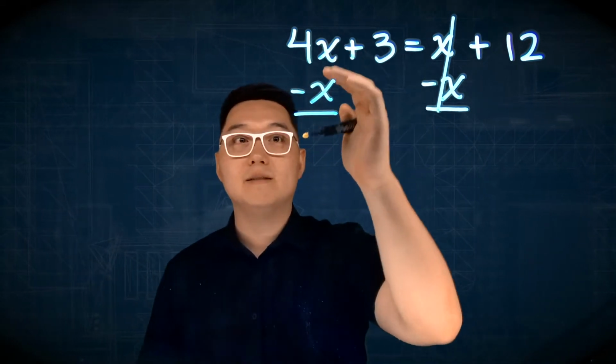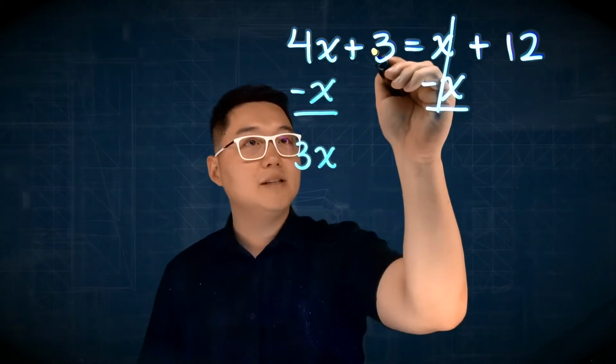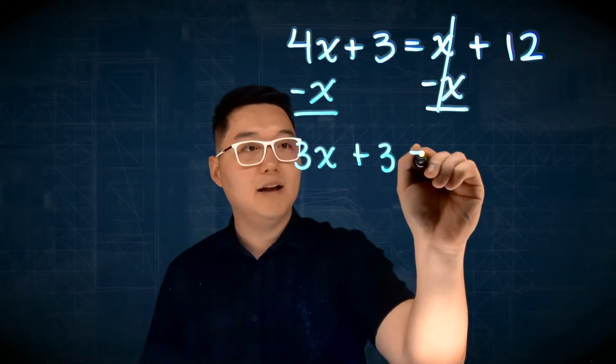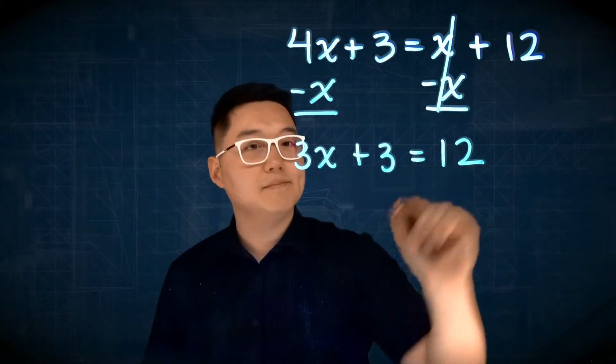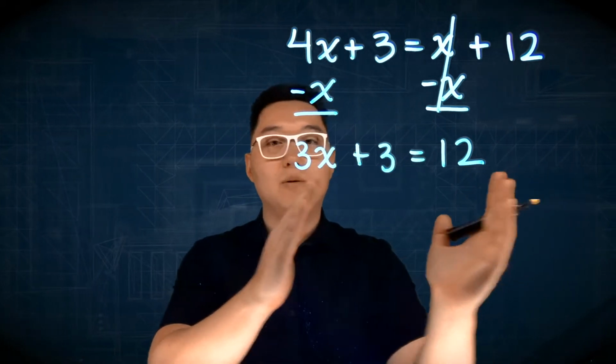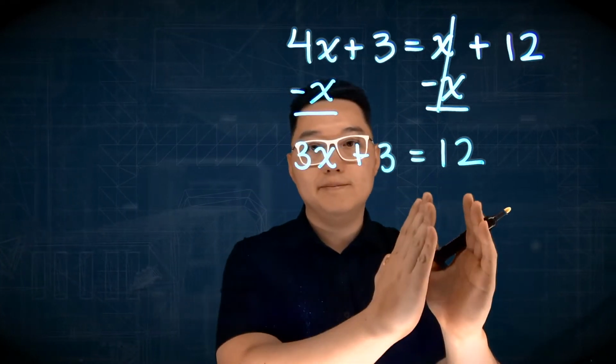Now 4x minus 1x just gives us 3x. And I'm just going to copy everything else that I have. Don't forget the equal sign. And there you go. Notice now I only have x on one side of the equation. I have 3x plus 3 equal to 12.